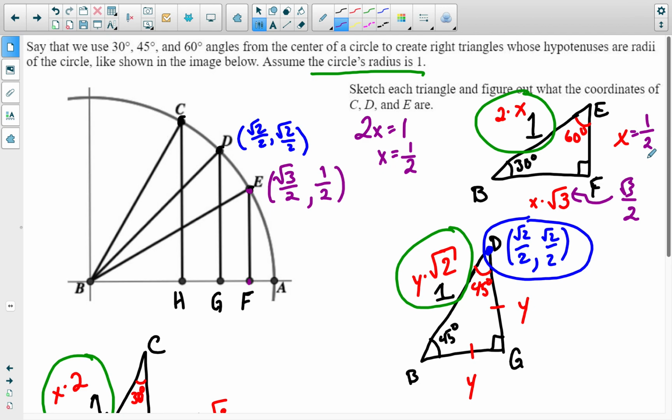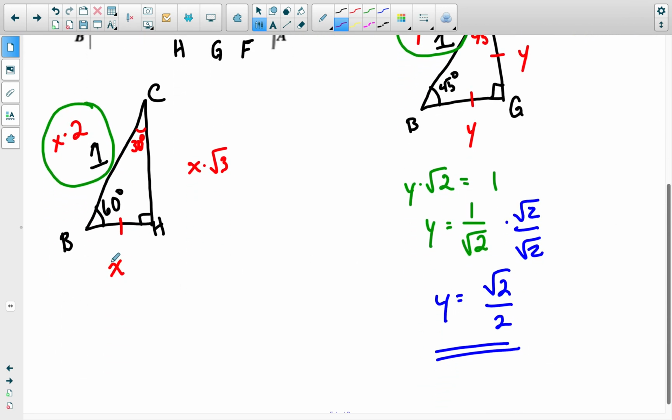And then for our other triangle down here, x again is 1/2, and then x root 3 is 1/2 times square root of 3. So point C has the same information, but the x and y are just in different spots.